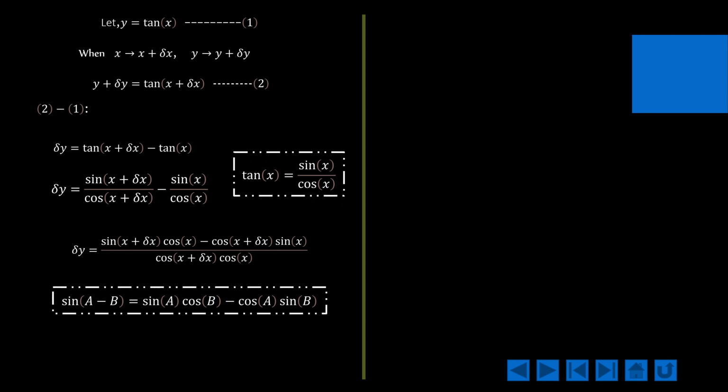Look closely at the numerator. It perfectly matches the standard identity for sine of a minus b. Simplifying the terms reduces the entire numerator beautifully to just sine of delta x.